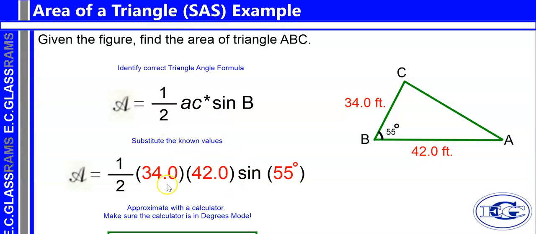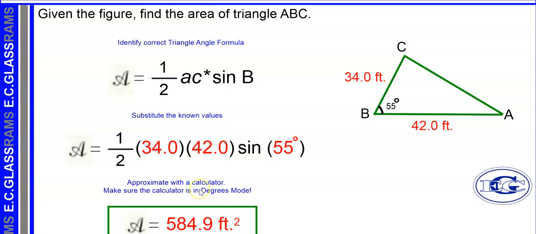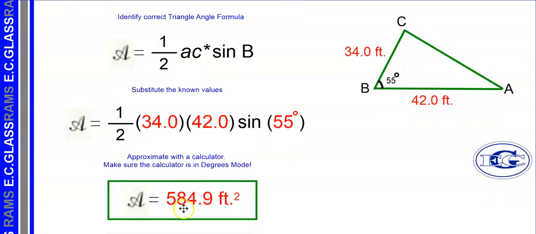Substitute the known values, 34 feet, 42 feet, and sine of 55 degrees. And then you just put this entire side in the calculator. Make sure that your calculator is in degrees mode. I have a separate video for that, so go ahead and check that out if you don't know. The final answer to this area is 584.9 feet squared. Don't forget that the unit of measurement is also important, and that when you're finding the area, the unit should be squared, because you're technically doing feet times feet.